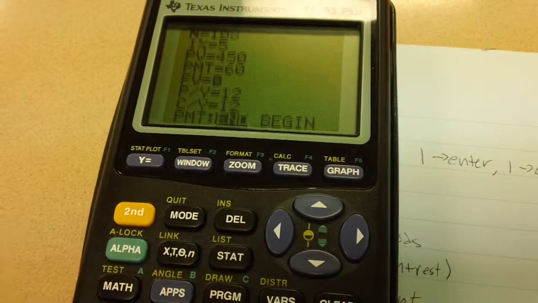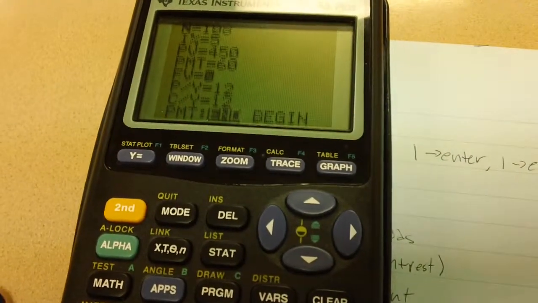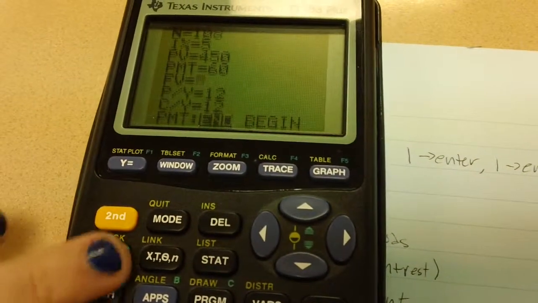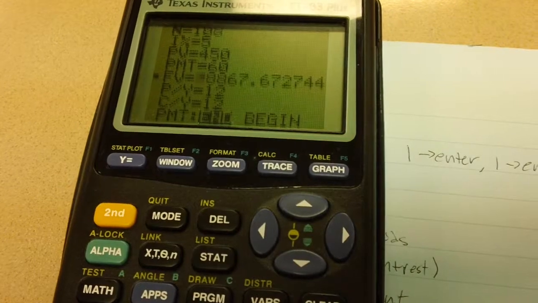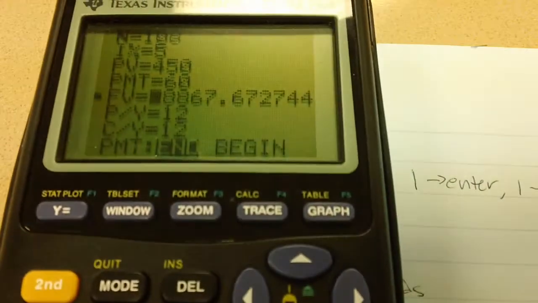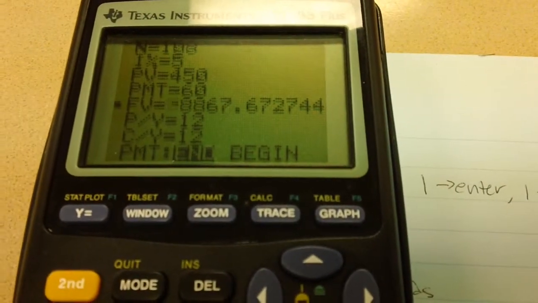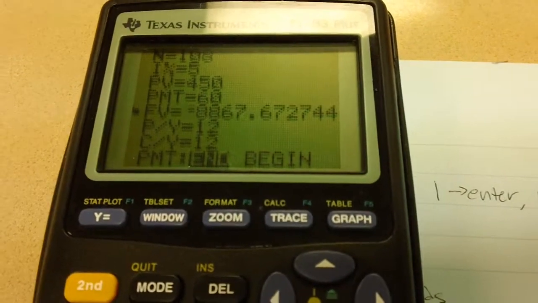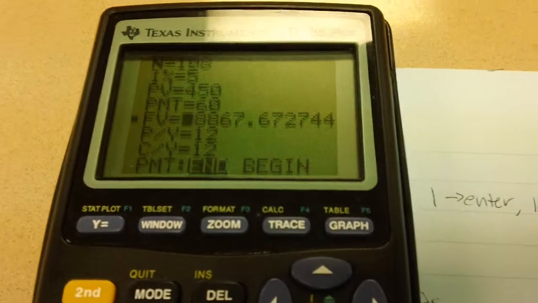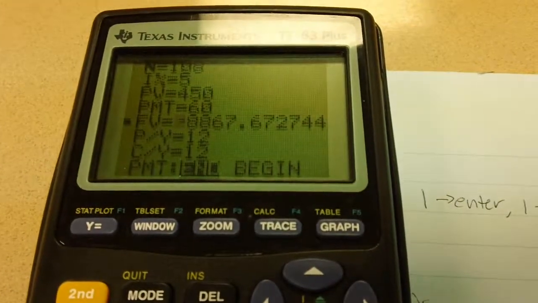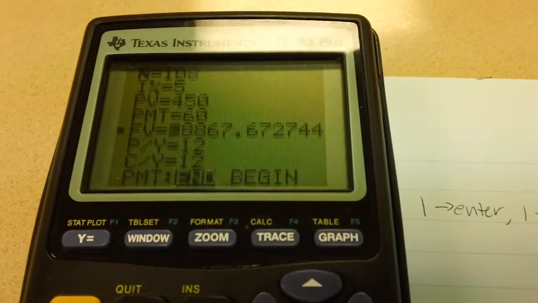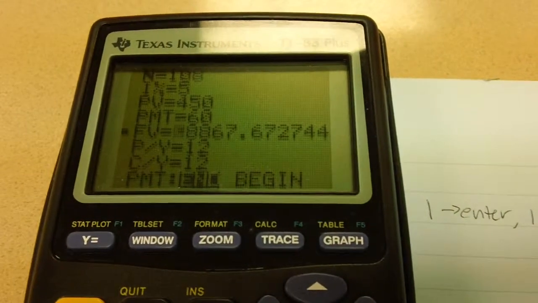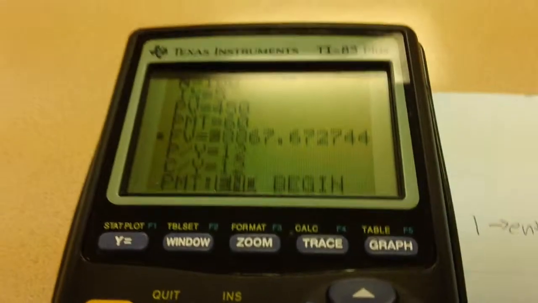So we go back up to our future value, to what we're looking for, and we hit clear to get it off the 0. Then we hit alpha, enter, and we get a negative number, negative 8867.67. You round to 2 decimal places because it is dealing with money. Now, there has to be a negative value in this app, so we can just ignore the negative and know that we'd have $8,867.67 at the end of 9 years.